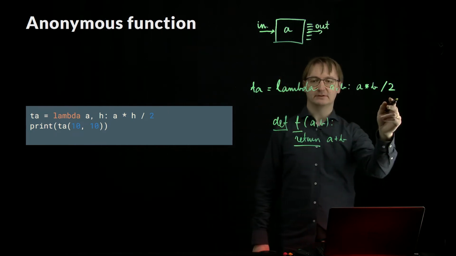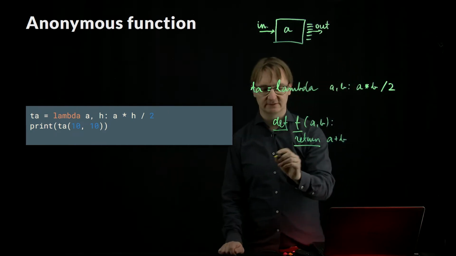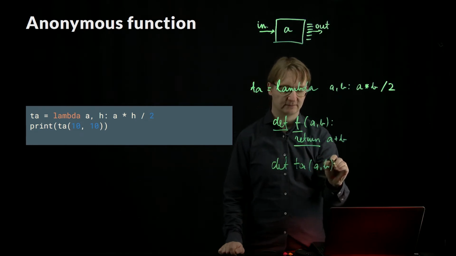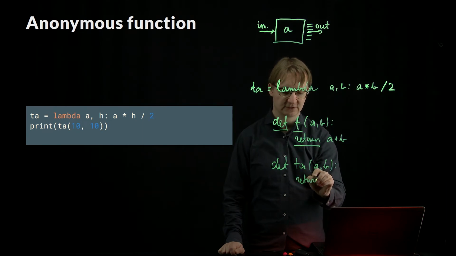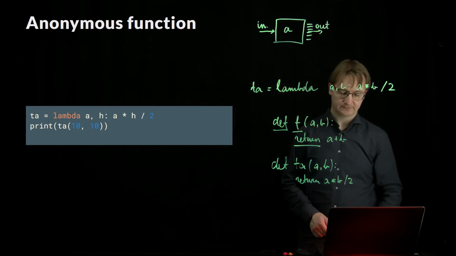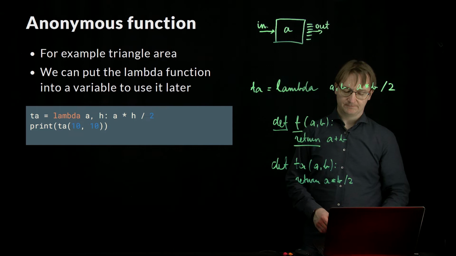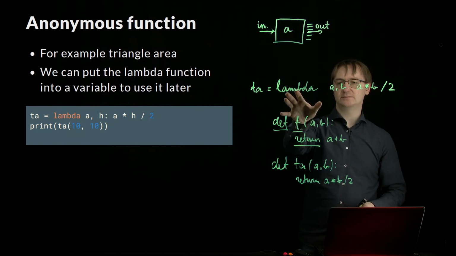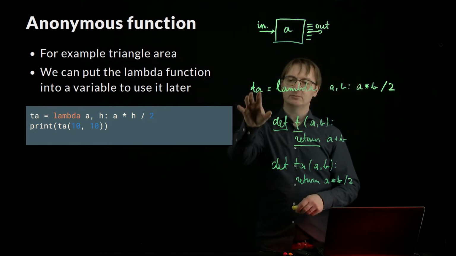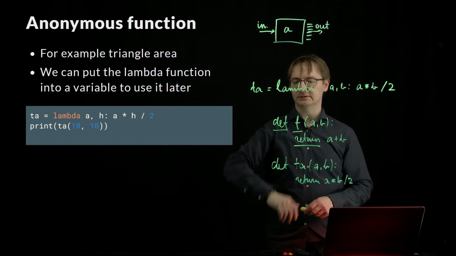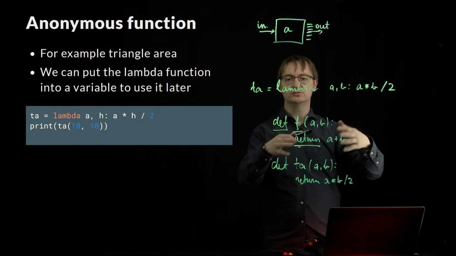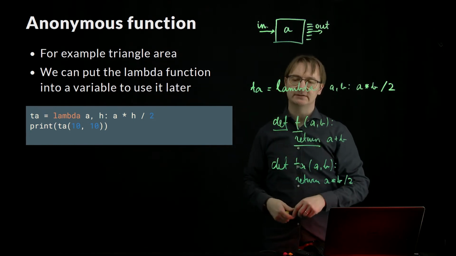In this example, it might already make sense to define a function called dA and have it written like that. Return a times b divided by 2. Often we use lambdas inside other functions or other places where we don't have to put those into a variable at all. So we don't even want to use them later on. We just need a function to do something.